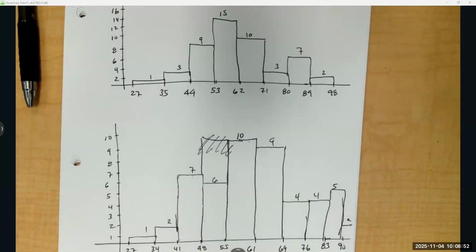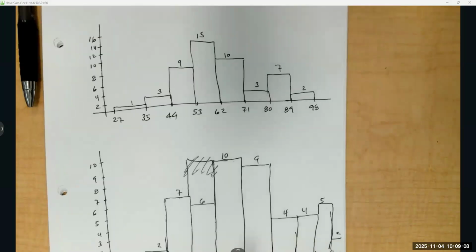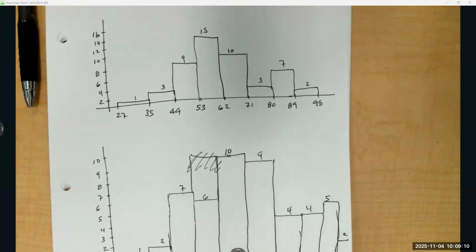So you see the number of intervals that you have drastically affect your outcomes of your graphs, which is one of the ways people lie, cheat, and steal with statistics. I don't like this graph, so I'll change the way it looks. I'll just have more of them.